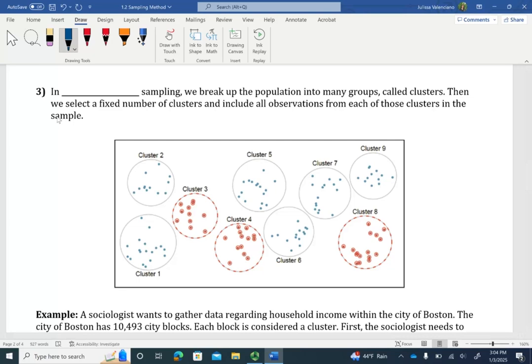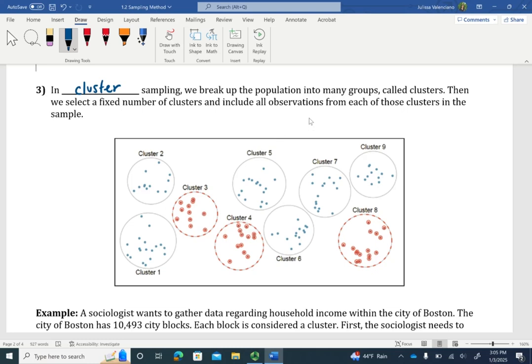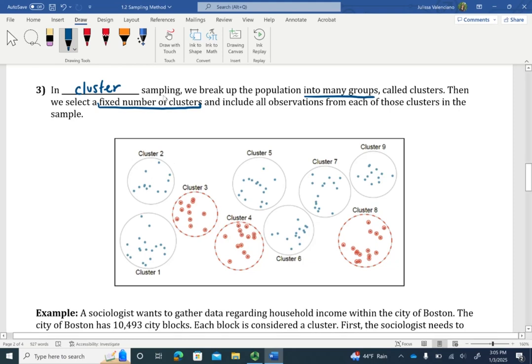The next method we're going to look at is what we call the cluster sample. When using this method, we're going to break up the population into many groups called clusters. And so that is what you see on the visual. With this method, we usually have more groups, and you're going to see why once we look at an example. Okay? So once you have the clusters, once you have the groups, then you're going to select a fixed number of clusters, and you're going to include all observations from each of those clusters in the sample. So here, you're not selecting individuals from each of the groups, you're selecting groups. Okay? And that is what we're seeing here on the visual, right?